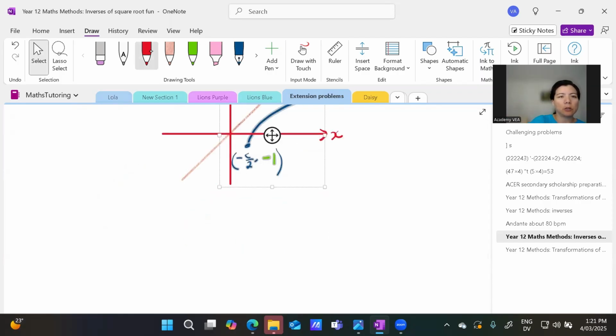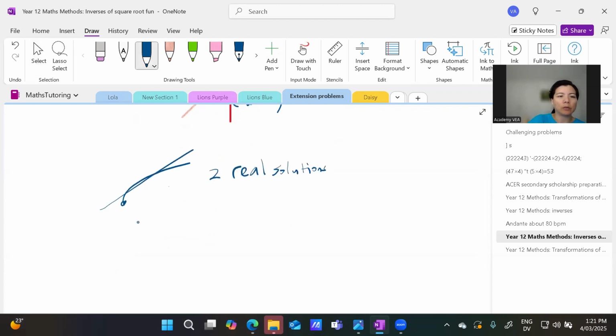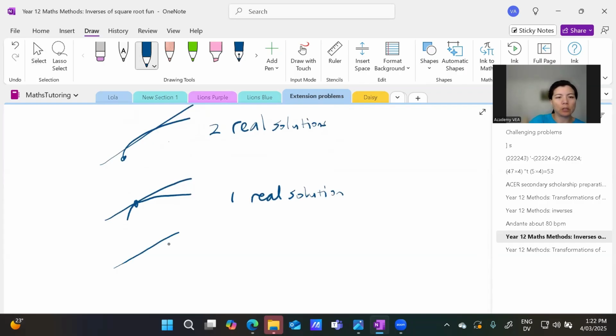So if I draw that out in slow-mo, here's my graph. It has two real solutions if it crosses twice, and one real solution if it crosses just the once. And no real solutions if it never touches at all. So down here, perhaps. That doesn't look very good, so let's try that way. Not much better. There we go, that's slightly better. So no real solutions.